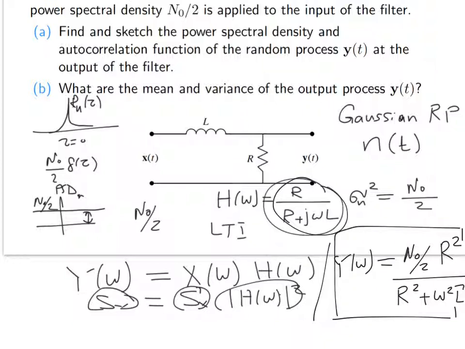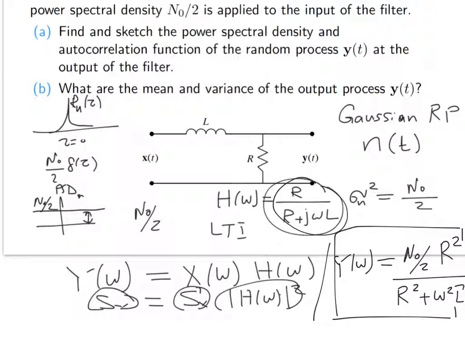N naught over 2 R squared divided by R squared plus omega squared L squared. Yes. So this R squared plus omega squared L squared is just the H of omega. Because we have a complex expression down, we need to multiply by the conjugate. But when you multiply by the conjugate you get the squared magnitude already. X times X conjugate gives you the squared magnitude, not the magnitude only. So without any further squaring, that's it. Okay.